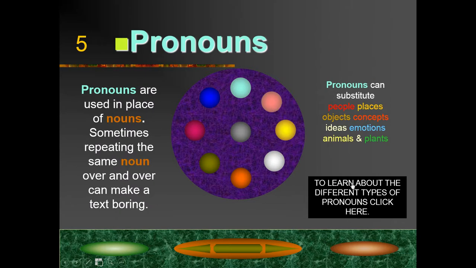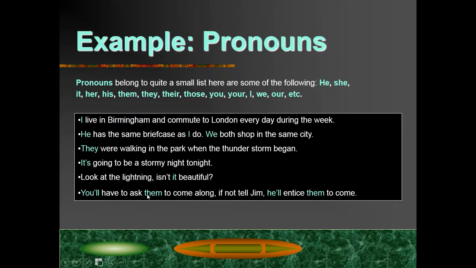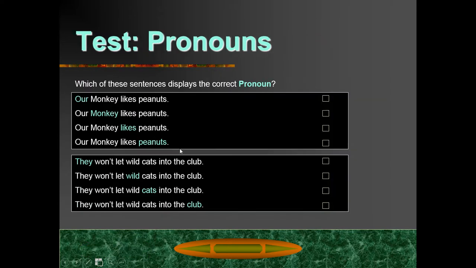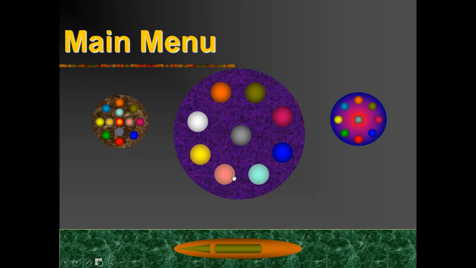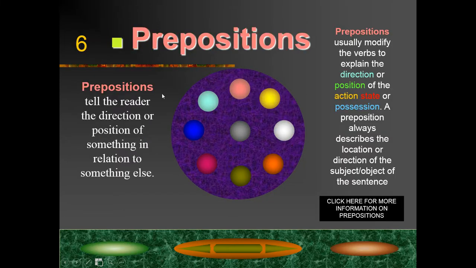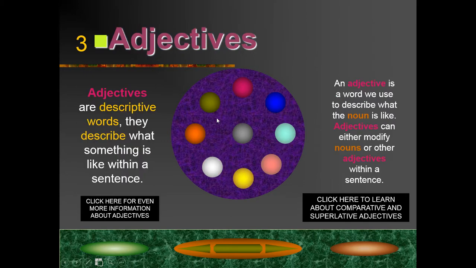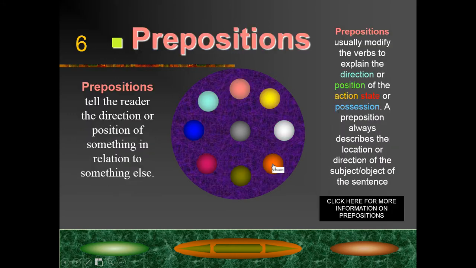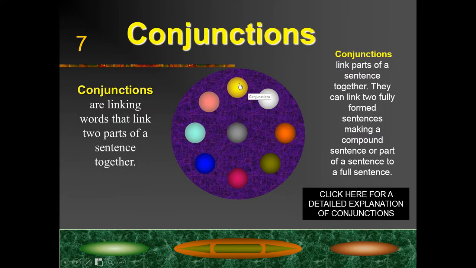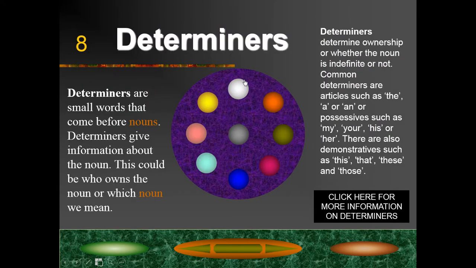Pronouns, again more information, and just like every area you've got your examples and you've got your test. Right, after pronouns we've got prepositions. Again, I won't go into each area. You've got adjectives, and we've got prepositions. After prepositions, we've got conjunctions, and after conjunctions, you've got determiners.